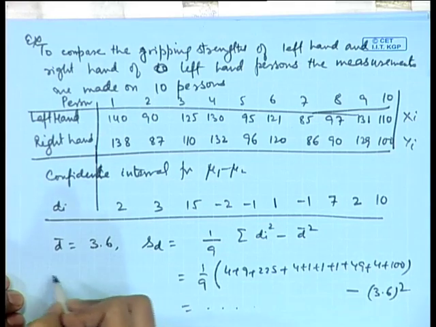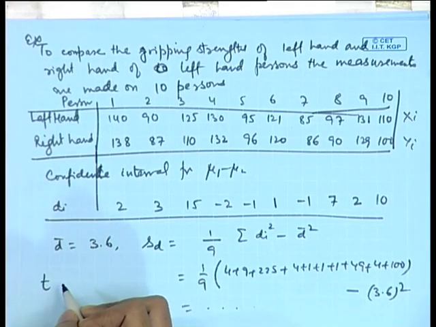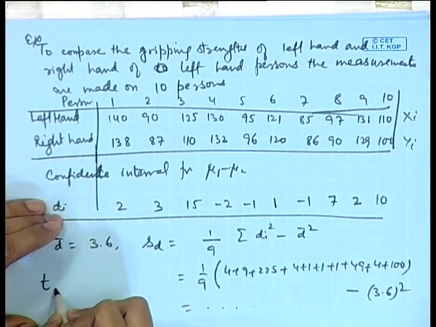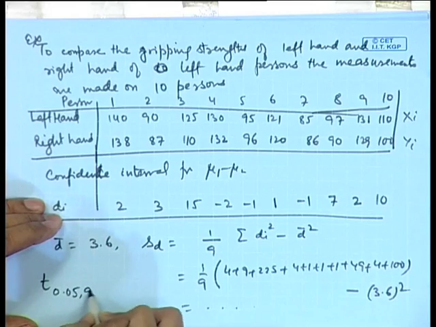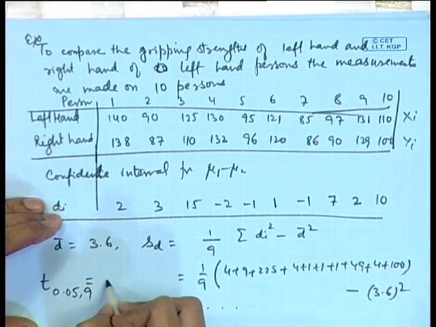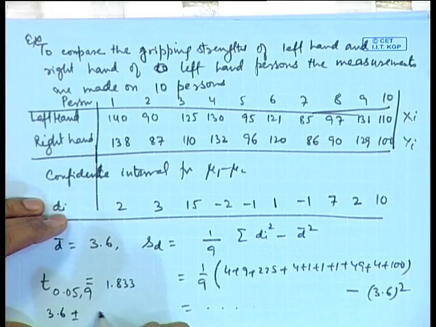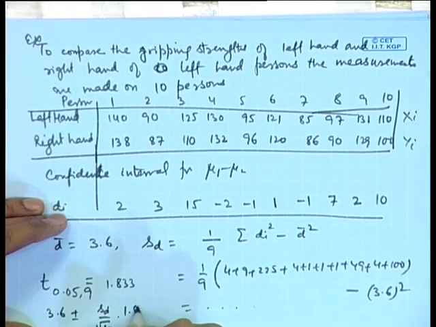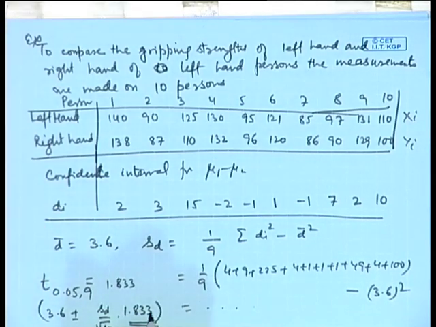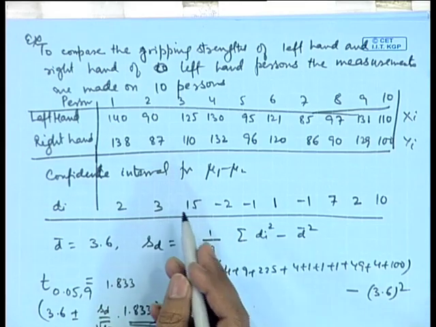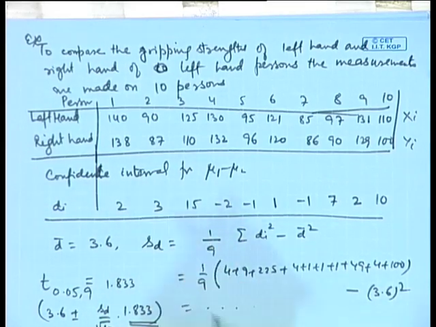Now, we look at the value of t, suppose we want a 90% confidence interval. So, we need t 0.05, 9, that is equal to 1.833. So, we get the confidence interval as 3.6 plus minus S d by root 10 into 1.833. That will be the confidence interval for the difference in the gripping strengths of the left hand and the right hand of the left handed persons.